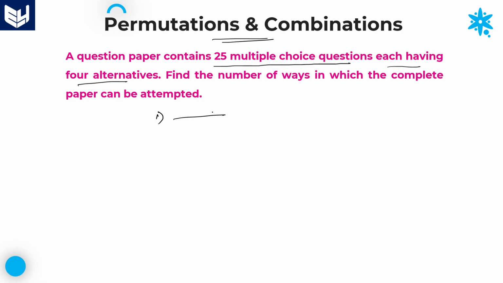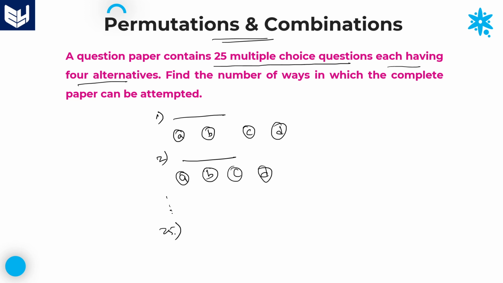See here, this is the first question and it is having 4 options, A, B, C, D. Likewise, we have a total of 25 questions, A, B, C, D, and similarly up to 25 questions, right? These are the multiple choice questions, MCQs. Total 25 MCQs are there and each multiple choice question is having 4 options.